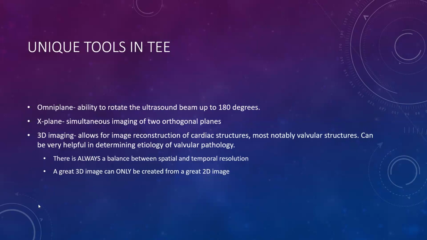X-plane, which gives you a simultaneous imaging of two orthogonal planes. For instance, if you're at 0 degrees, it would give you in the same screen the image at 90 degrees. And then, of course, we can do 3D imaging and reconstruction of different cardiac structures, particularly valves. I like to say that the Lords invented the mitral valve for transesophageal echocardiography. But there's always a balance between spatial and temporal resolution. You can only get a good 3D image from a great 2D image. But those are some of the unique tools that make TEE a very useful tool.